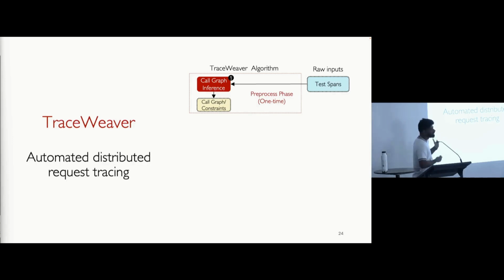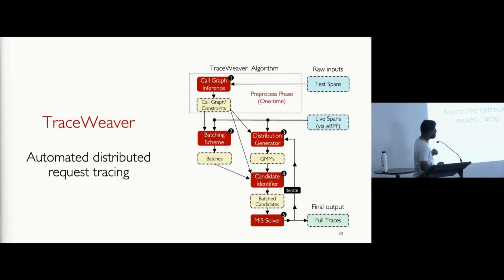So this is a one-time pre-process phase. Then in the live phase, we collect these live spans via eBPF, and then we run a suite of techniques which apply the constraints, construct the distributions, do our ranking, and then solve the MIS problem in order to get our fully mapped traces. And this is the reconstruction phase, which is an ongoing phase and runs alongside the application.